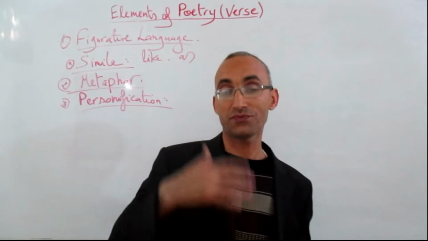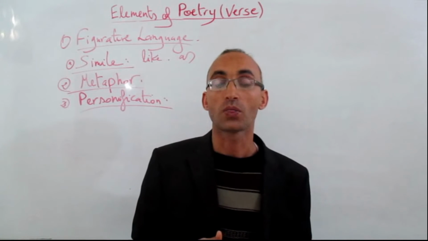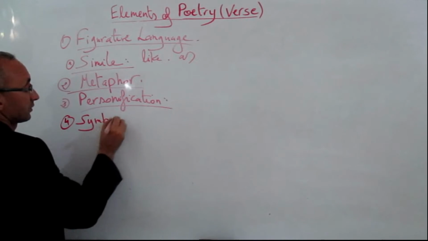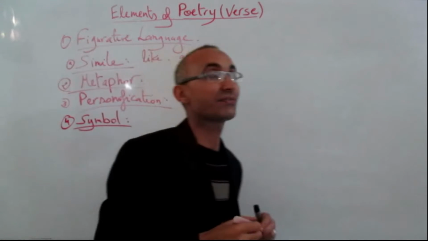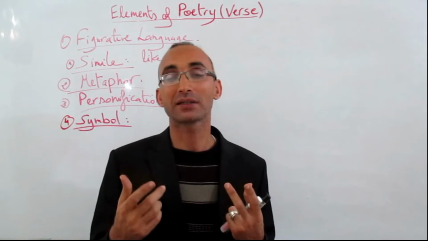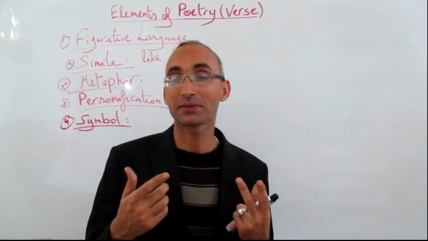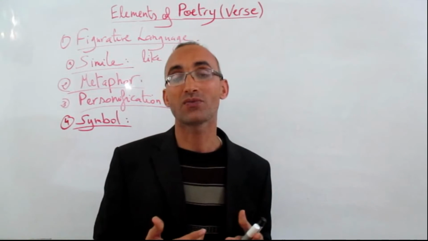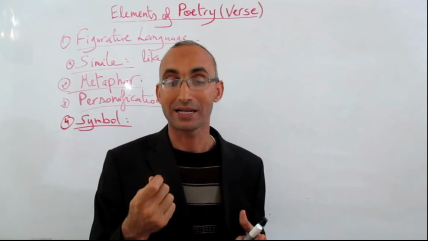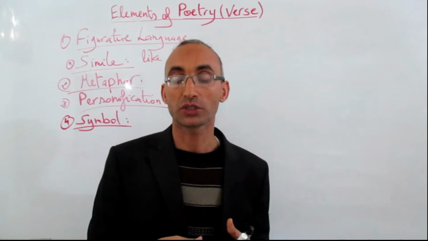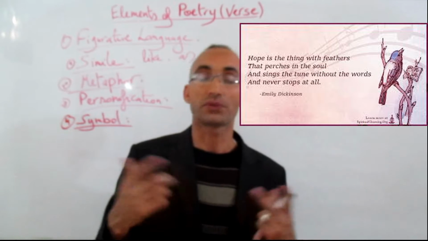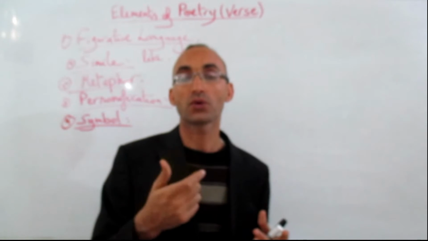Clear. Also, we have another figure of speech which is widely used in poetry, which is the symbol. What's a symbol here? Symbol here is a physical object which symbolizes or stands for a particular idea, particular concept, and so on. For example, we have Emily Dickinson's use of the bird as a symbol for hope, in her famous poem entitled "Hope is the thing with feathers." Here she used the bird as a symbol for hope.